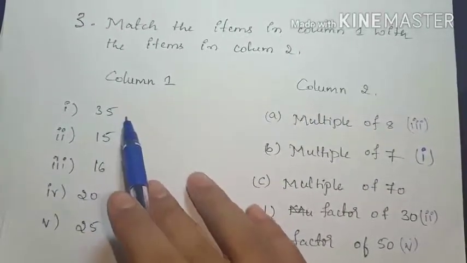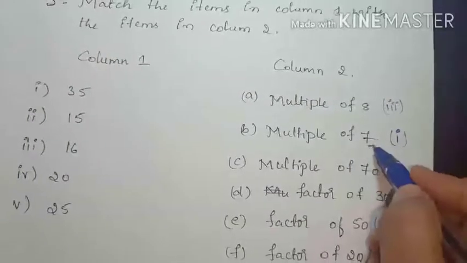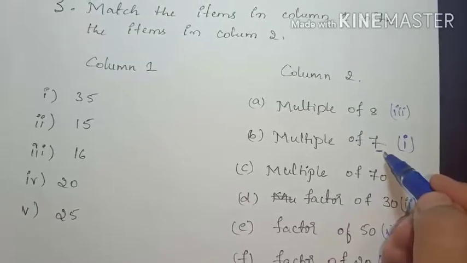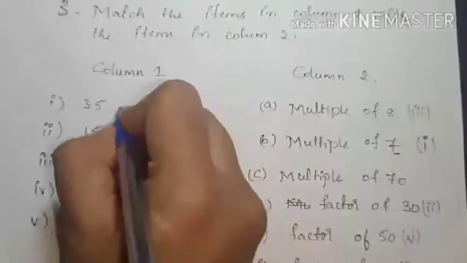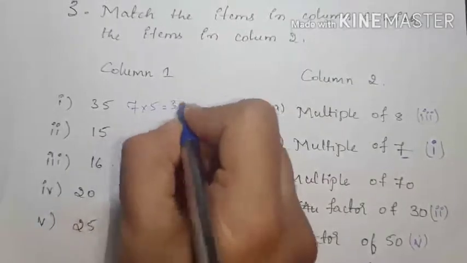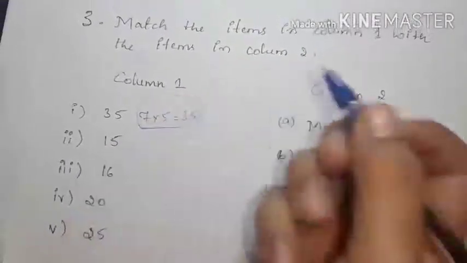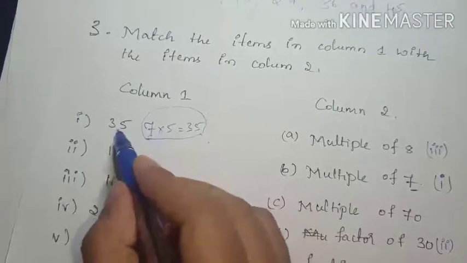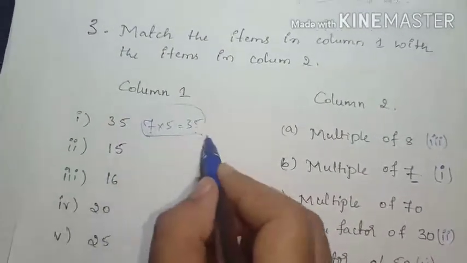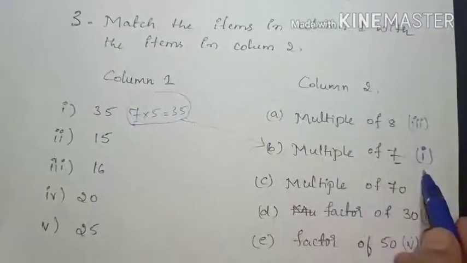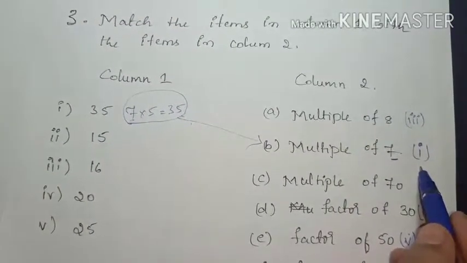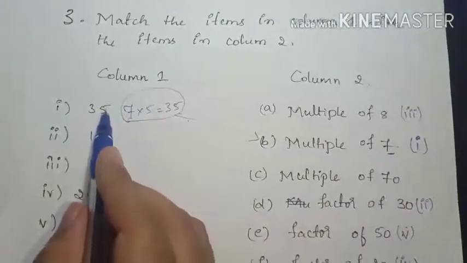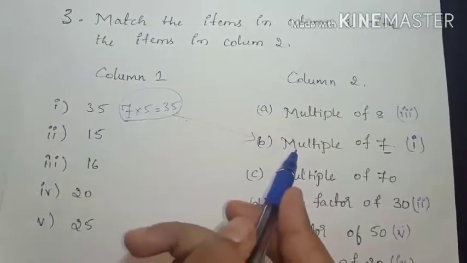35 is a multiple of 7, right? Do you know? 7 fives are 35, right? 7 fives are 35. So 35 is a multiple of 7. B is the right answer for question A. You can match 35 with multiple of 7.